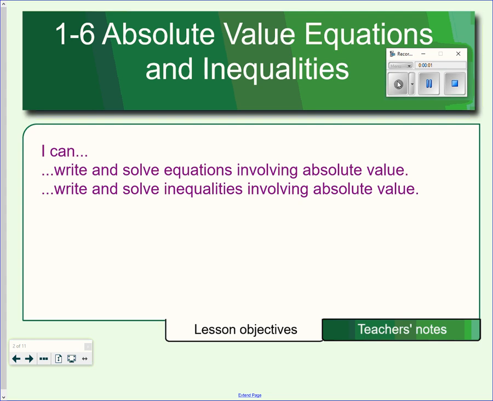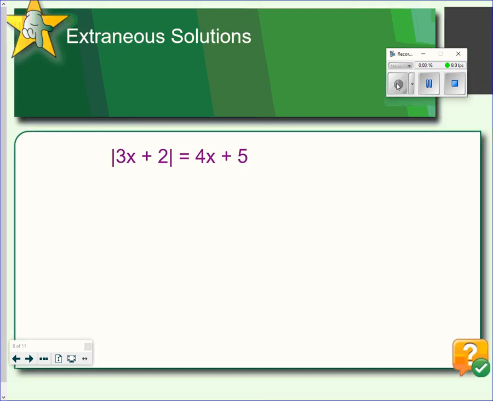This is lesson 1-6, part 2. In this lesson, we're going to do one more example of solving an equation involving absolute value, and then we will write and solve inequalities involving absolute value.